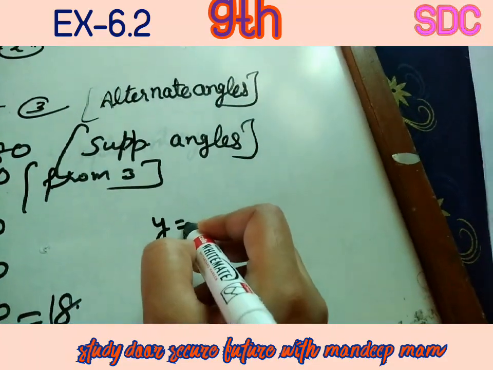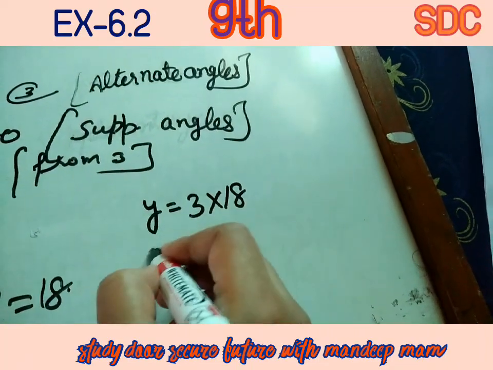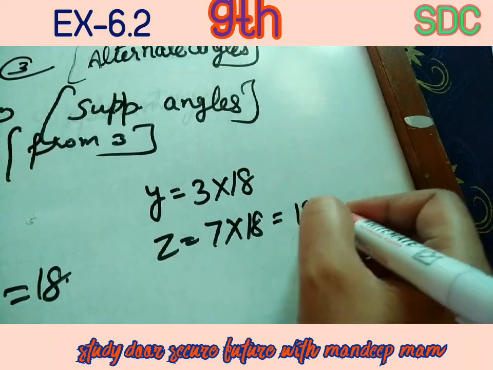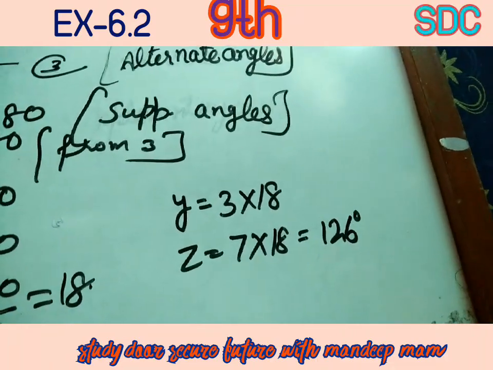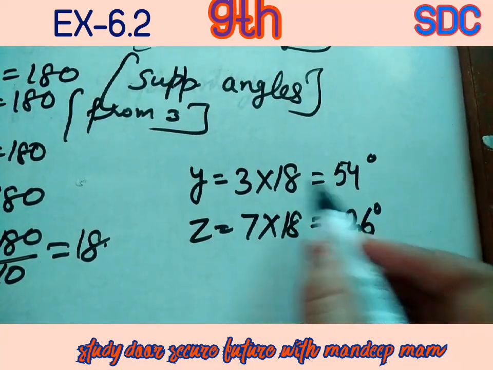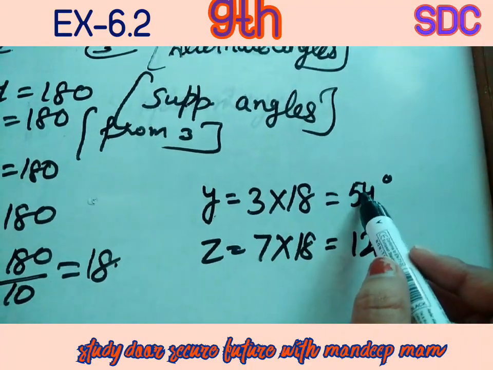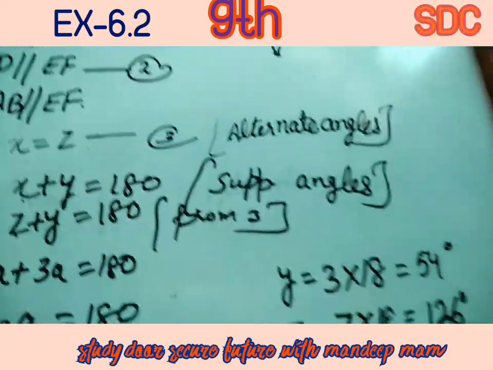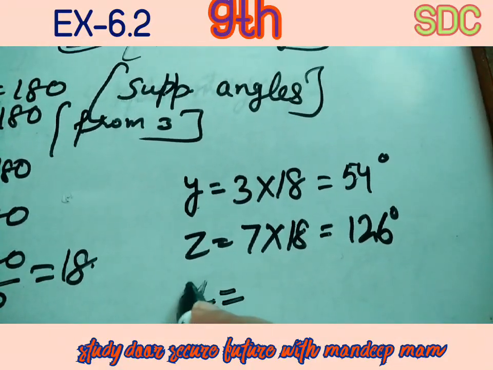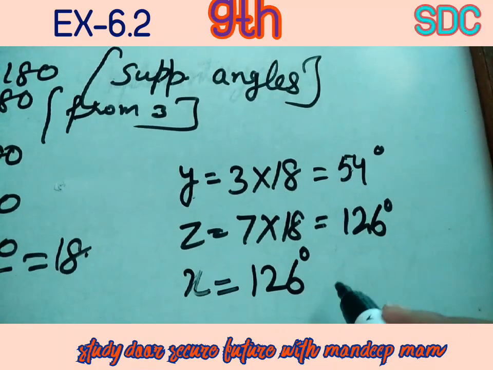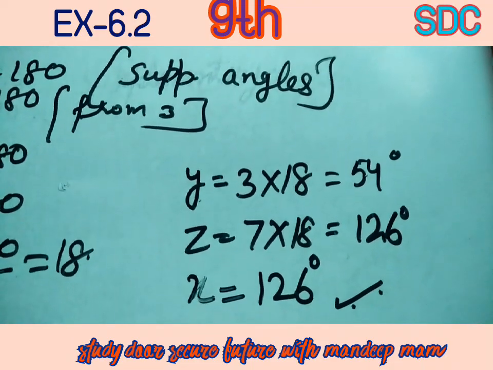Now the value of y is equal to 3 into 18 and the value of z is equal to 7 into 18, and 7 into 18 is equal to 126. Now we have angle z equal to 126 degrees and angle y equal to 54 degrees. Now from 3 we know that angle x is equal to z. So the value of x will be equal to the value of z, that is 126 degrees. That is our answer.